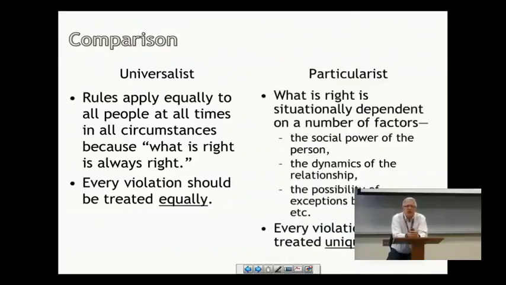The particularist idea is that what is right is situationally dependent on a number of factors. If a very powerful person violates the law, that's okay, because that person is very powerful. And if they're the ones who determine the law, then they determine whether the law is to be followed or not. Dynamics of the relationship.